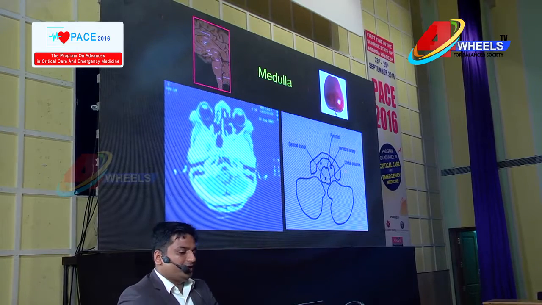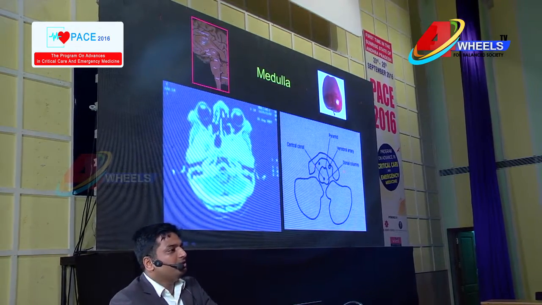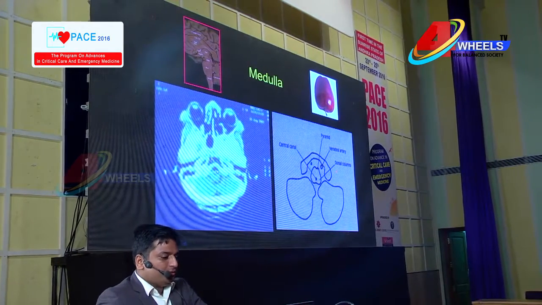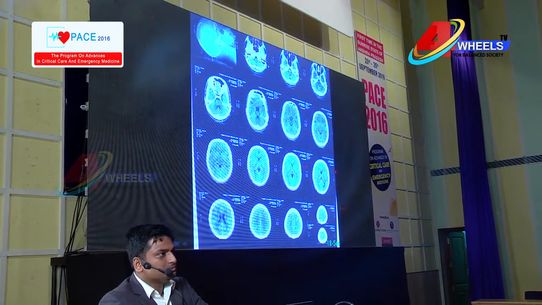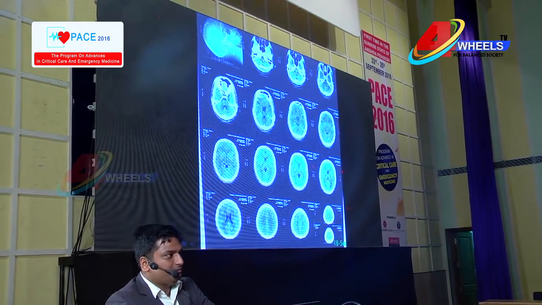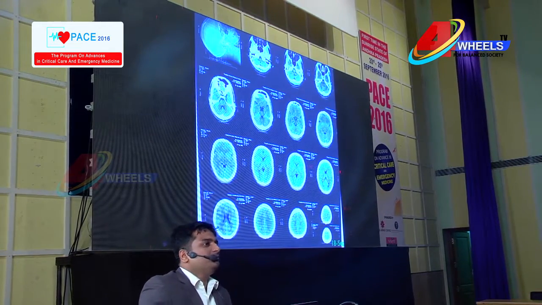Now if I put a contrast, at this level of medulla I can see two vertebral arteries. So what is the first structure we are getting here? It's an apple shaped structure, which is medulla. So now the question is, what will I get next?